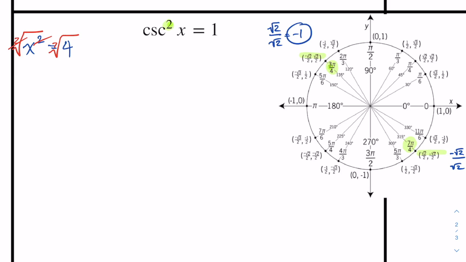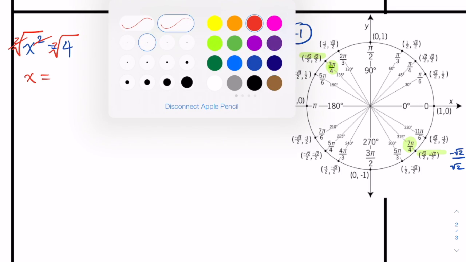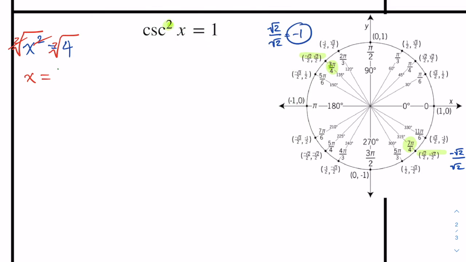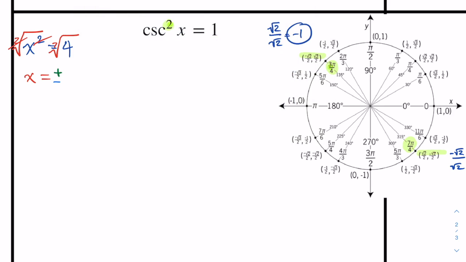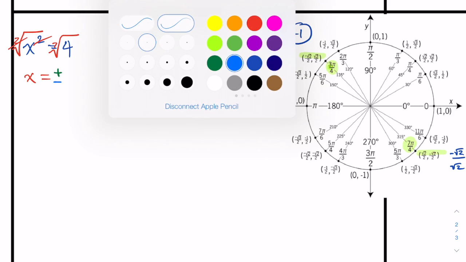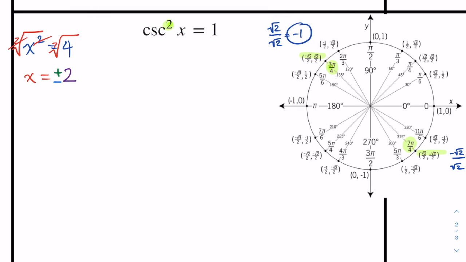Then those would cancel and you would get x is equal to, and here's the important thing, when you square root something you have to remember that you get two answers in this process. You get a plus version and you get a minus version. So the answer to this would be plus or minus 2. We have to keep that in mind when we do the same thing here.